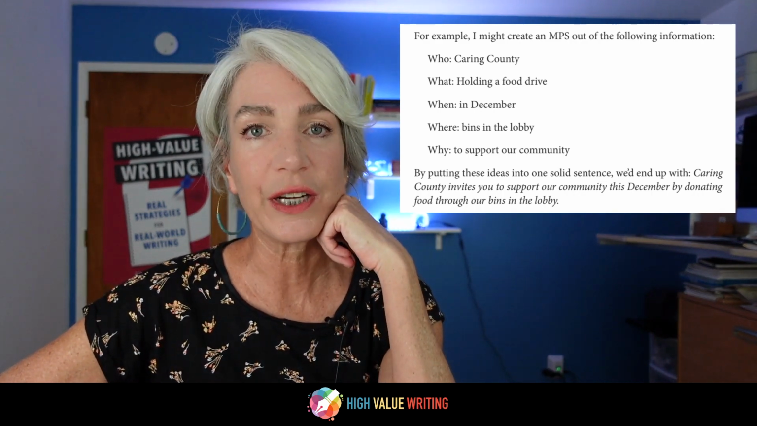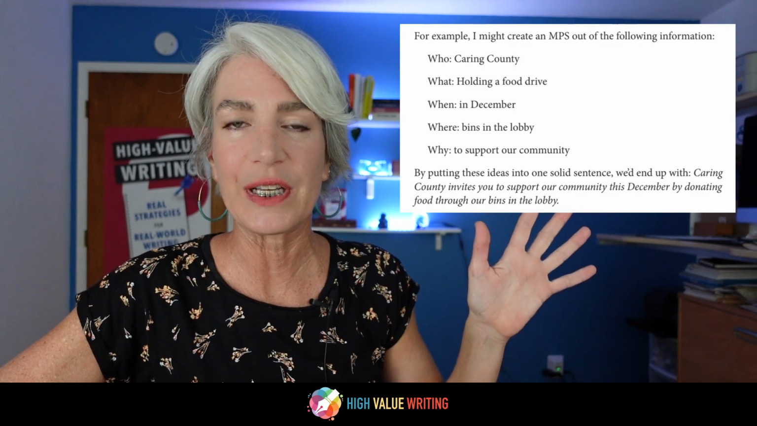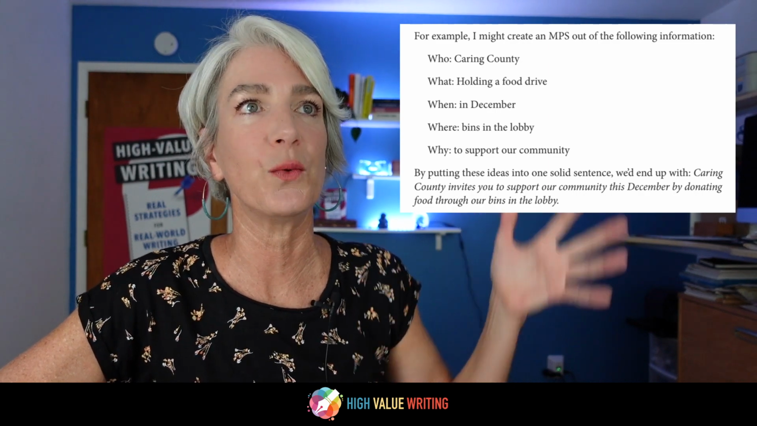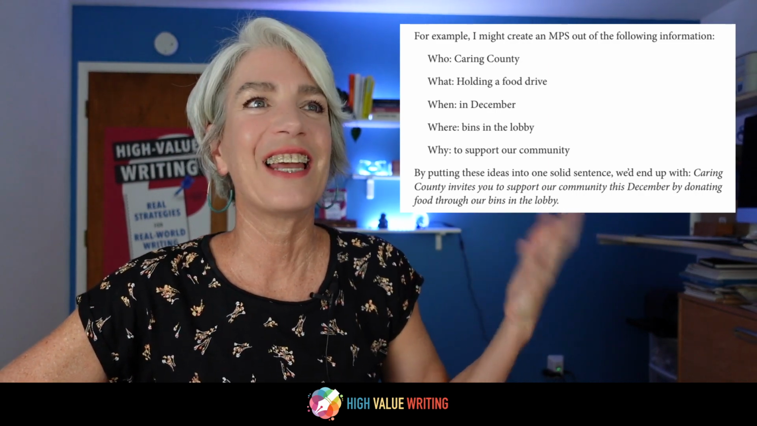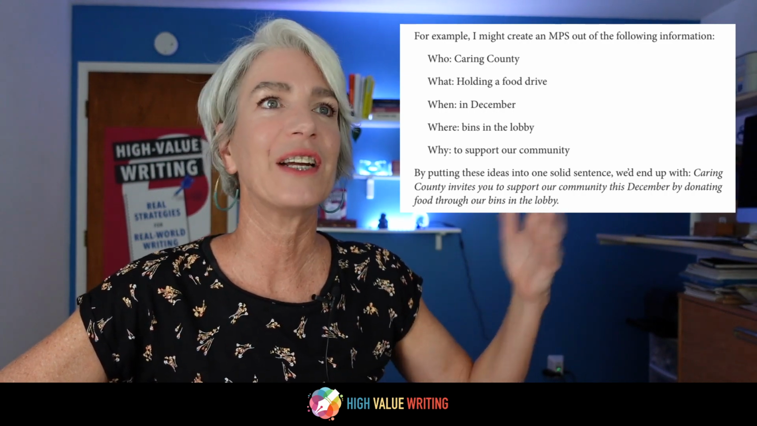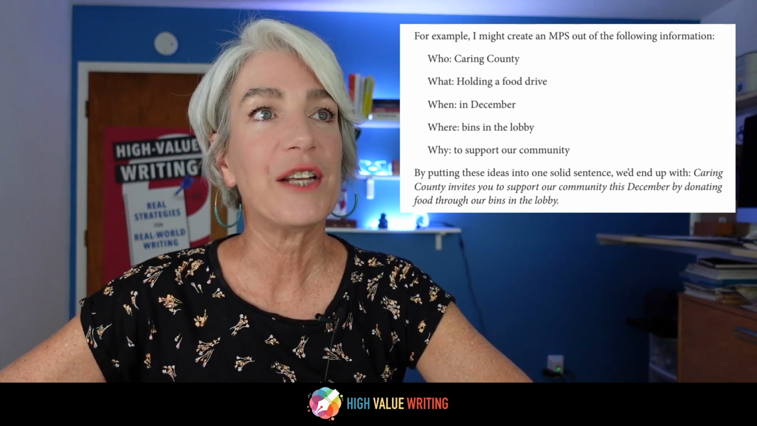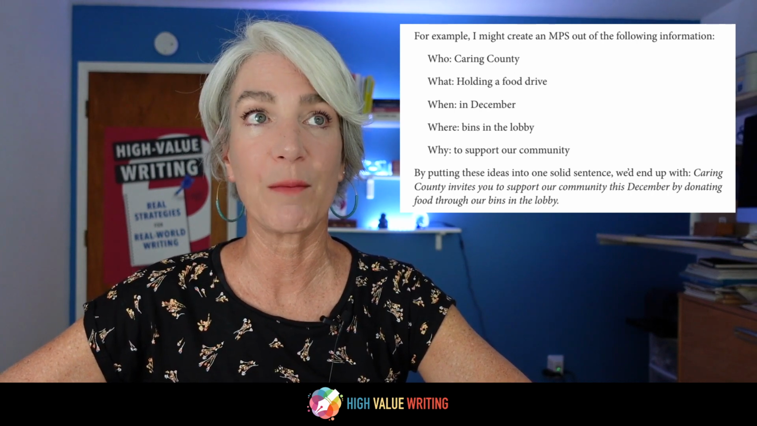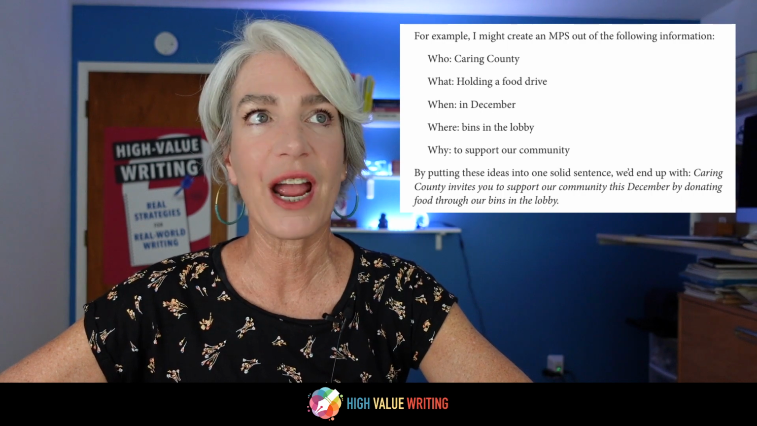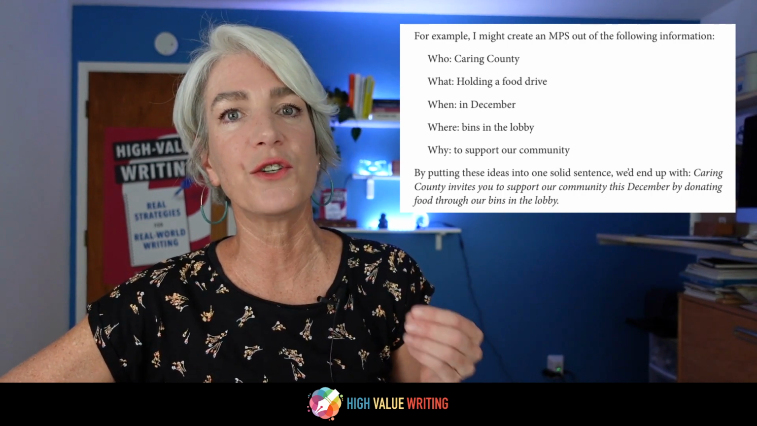Using the 5 W's, here's an example. We can easily create a sentence that shows our main point. So let's say I sketched out these ideas for my sentence of who, what, when, where, why. And then I can put them into a sentence just by mostly reading them in order. Caring County invites you to support our community this December by donating food through our bins in the lobby. And you can see all of the areas that I've covered there, right? And it's still concise. It's not too wordy.